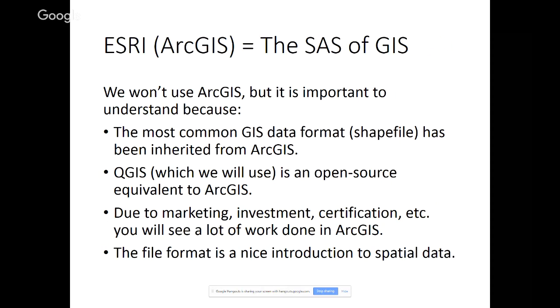Certainly, the scientific community is not perfect either, but the point is, we're not going to use ArcGIS, though it's a great starting point. We're going to use a free version of ArcGIS. I think of ArcGIS as the SAS, and I think of QGIS as the R version. It's really sort of the same idea, but ArcGIS and QGIS are much more similar than R and SAS.